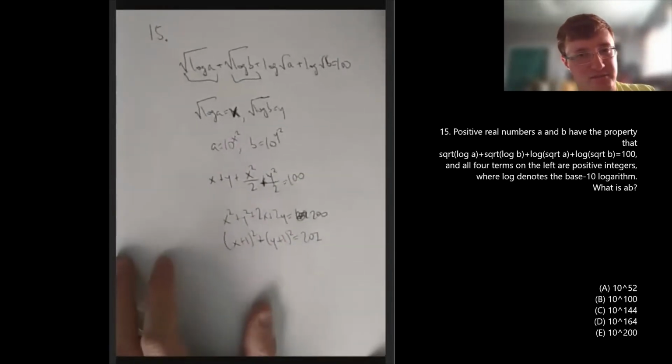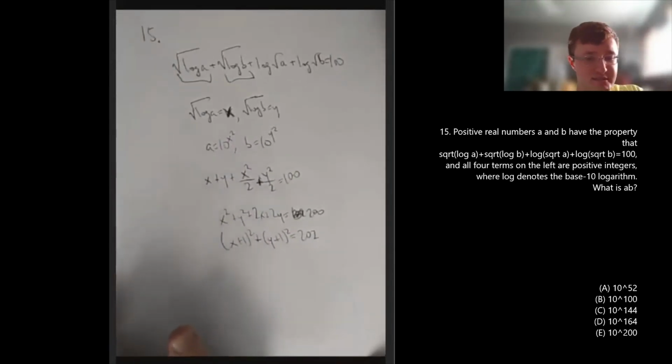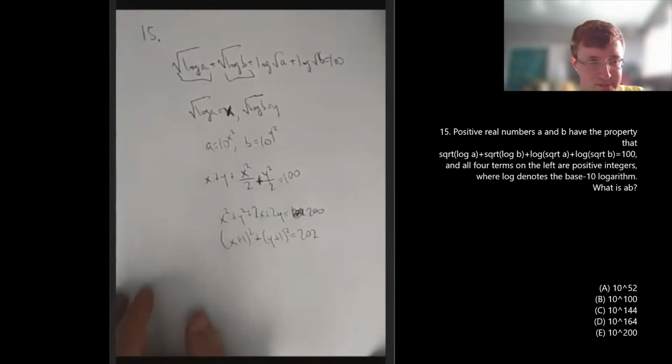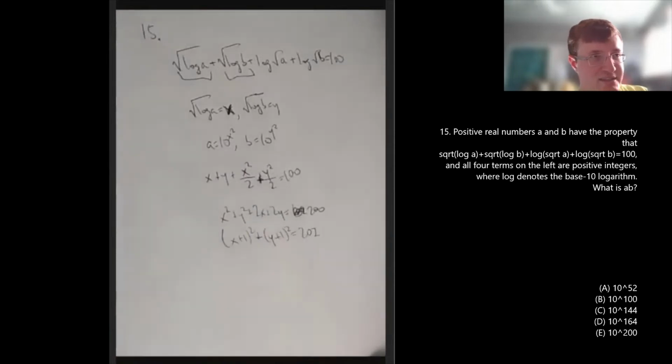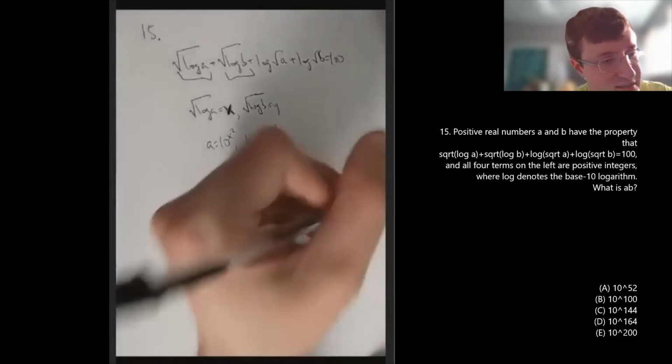So I get 202. So I want to write 202 as a sum of 2 squares. Let me think about how to do that. So I'm going to take squares close to 202 and subtract them and see if I get another square. 196 doesn't work. 169 doesn't work. 144, no. 121 and 81. Okay.